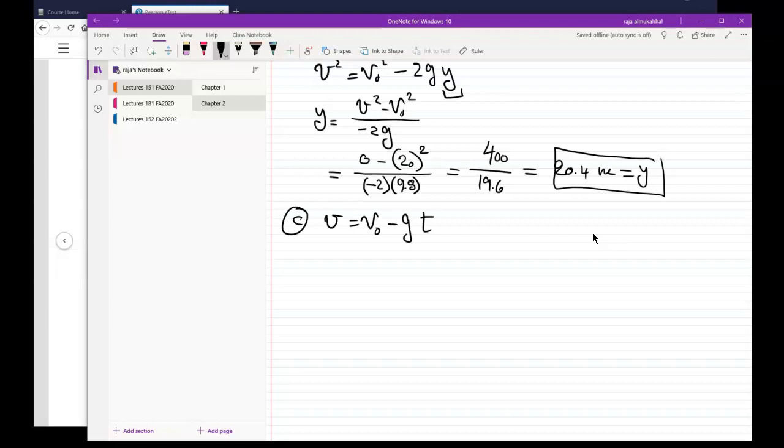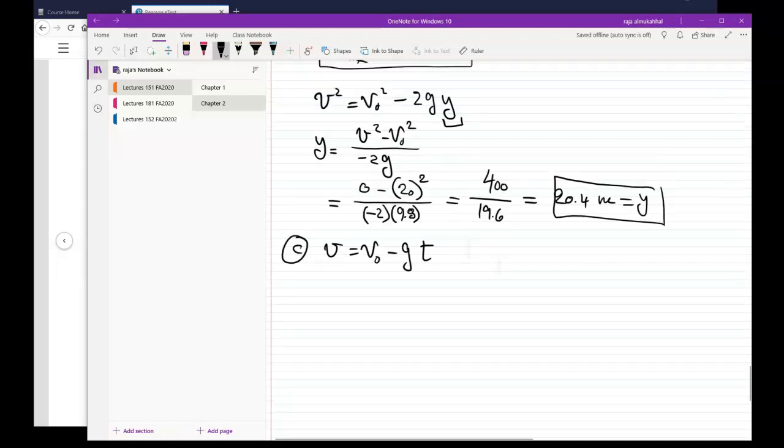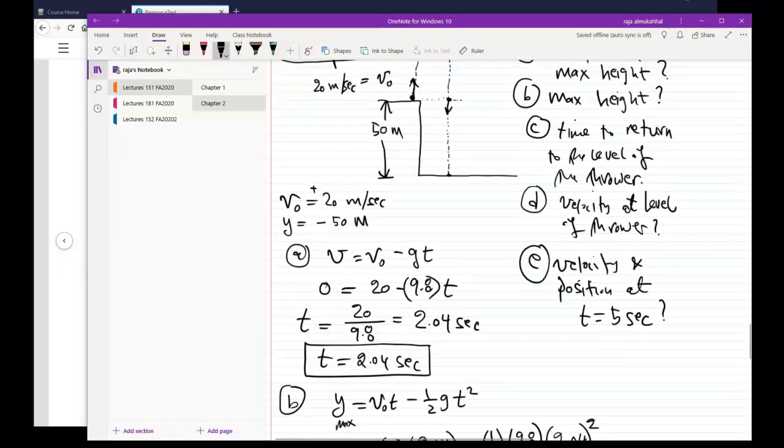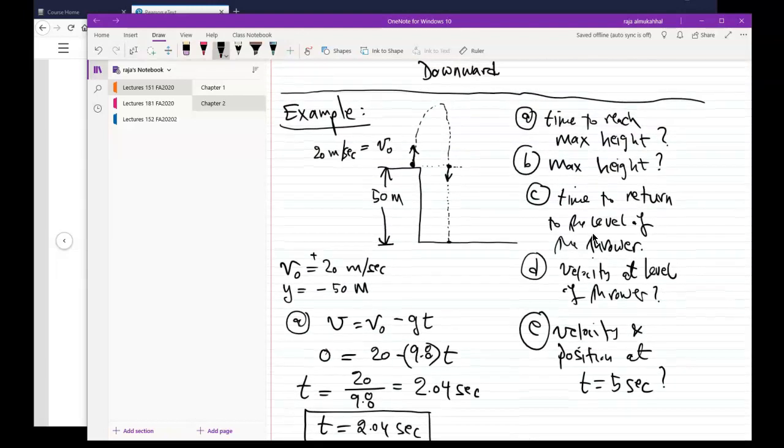The time it takes to reach the level of the thrower. Now the question is, what is the speed? Let me go back to the diagram. What is the speed of the object here? You agree with me it is basically minus v naught. There is a symmetry here, a parabola, so you throw the object with a speed of 20, and by the time it reaches the level of the thrower, it should be negative 20. You see what I'm saying? So I already know what it is.